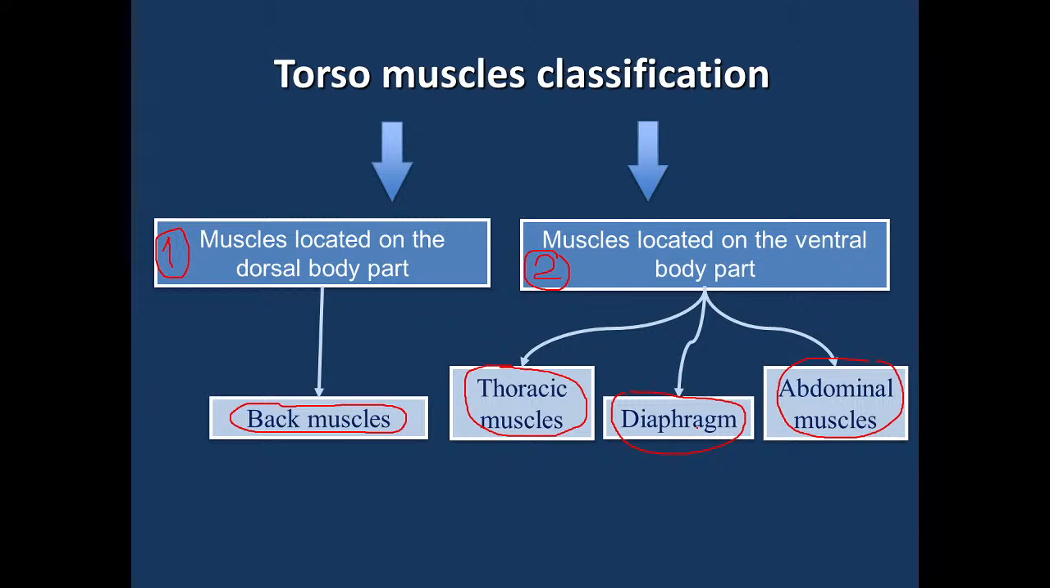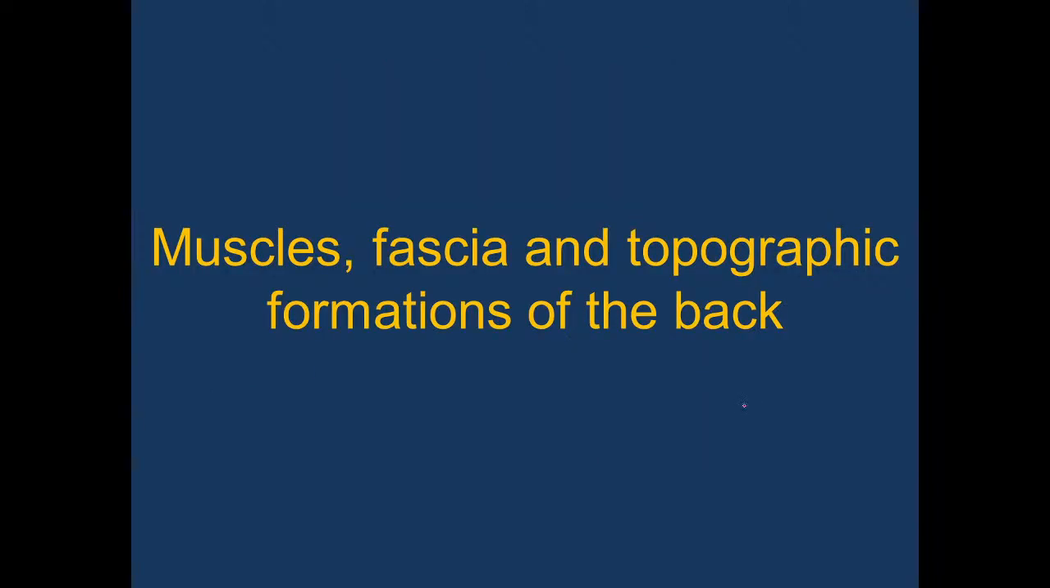year, when we will talk about the peripheral nervous system. But now the time is for muscle study. And the first group, we will give consideration to the muscles, fascia and topographic formation of the back.